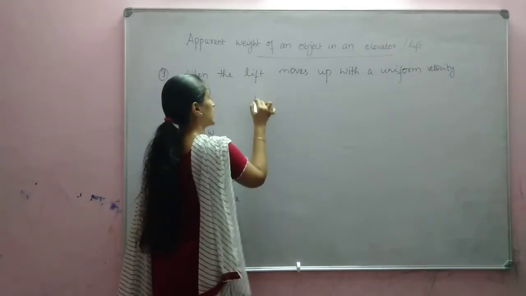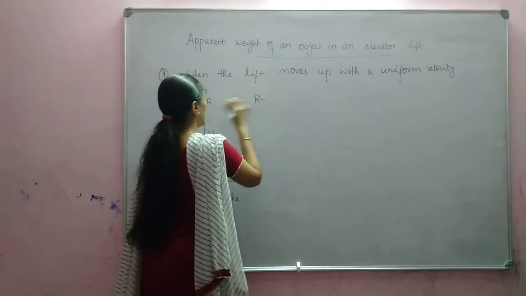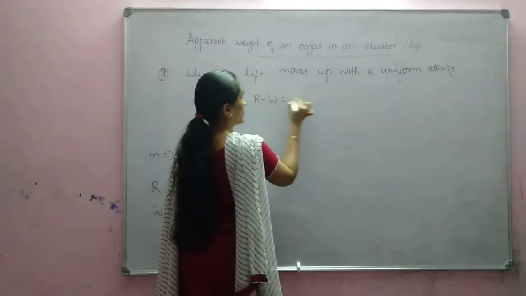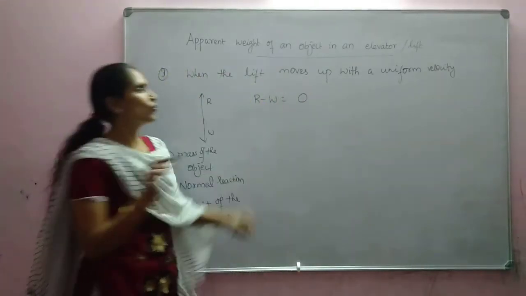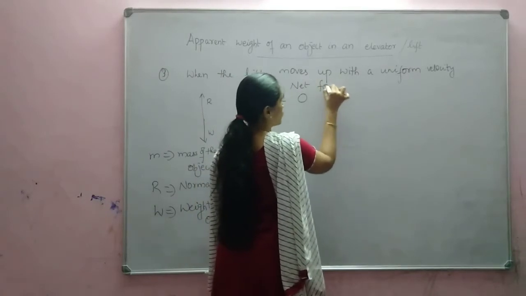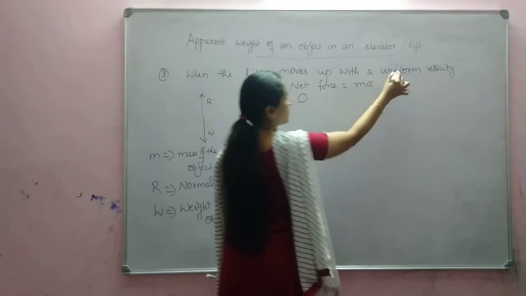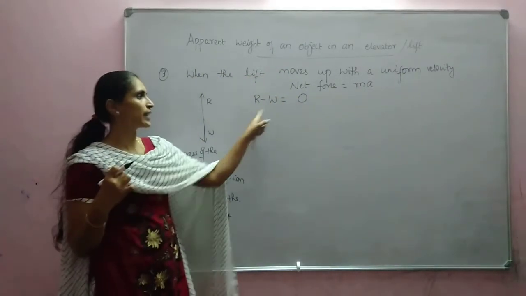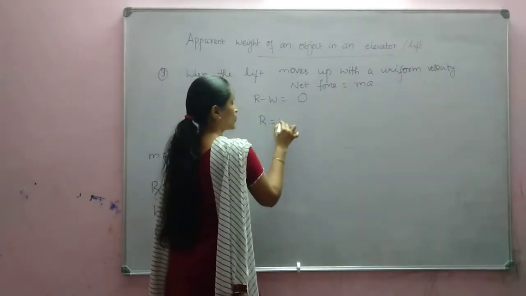If it is moving upward, we normally write that the upward direction force will be greater than the downward. That's why R minus W will be equal to 0. Why is it 0? Normally we write net force is equal to mass into acceleration. Since it is moving with uniform velocity, acceleration is 0. So we can write R minus W is equal to 0, or R is equal to W.